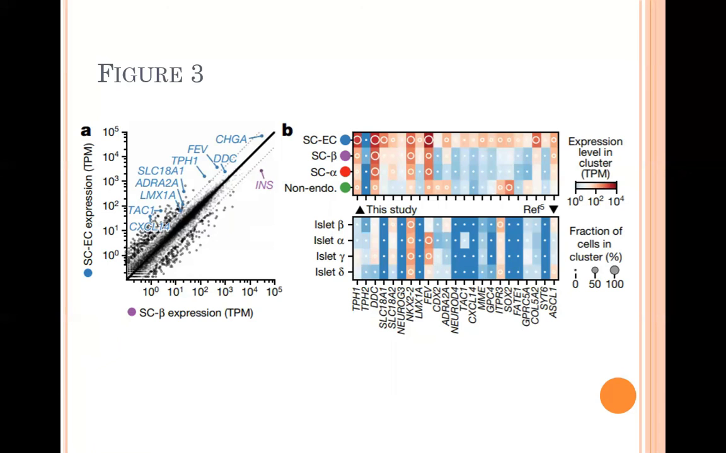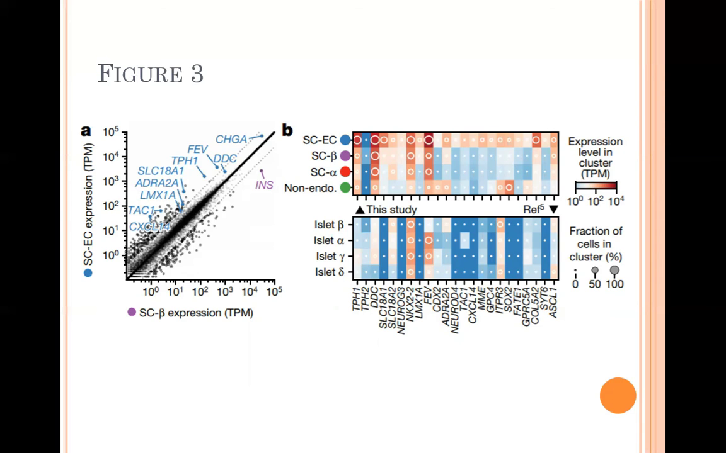In figure 3A, you can see the genes needed for serotonin synthesis, such as TPH1, as well as other markers for enterochromaffin cells, are within the SC-EC's expression profile in comparison to the SC beta cells, which have the INS gene. The expression profile in figure B also shows a higher expression of these related genes in SC-EC in comparison to SC alpha and beta cells, as well as human pancreatic endocrine cells on the bottom and non-endocrine cells.